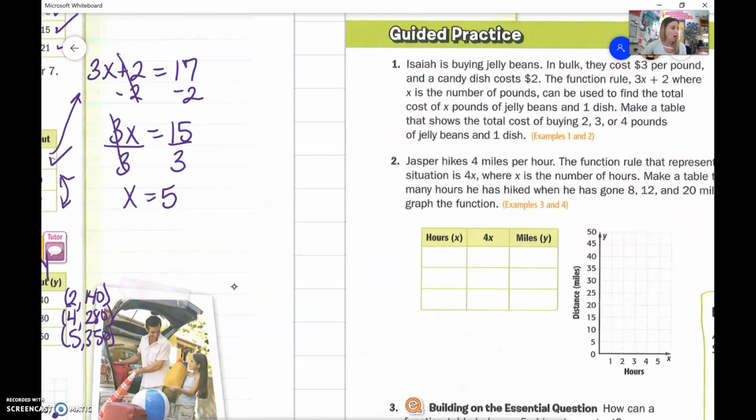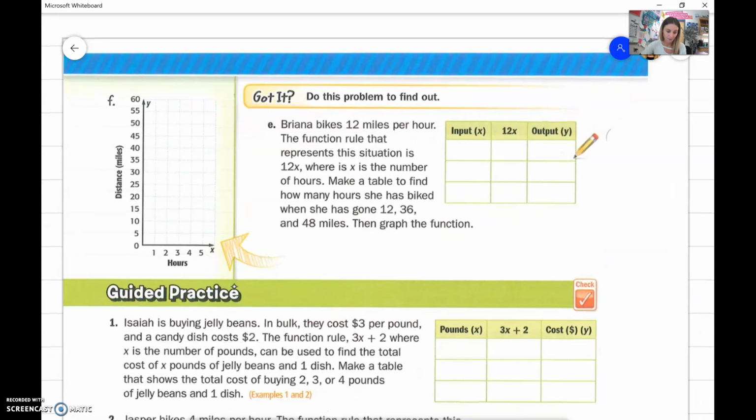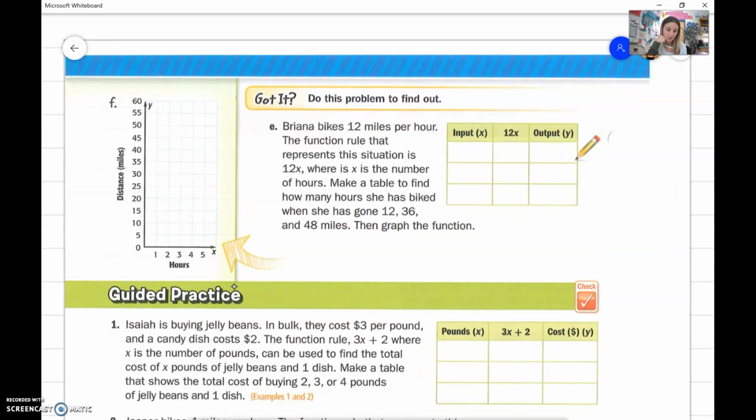All right, let's take a look at the next page. We're going to do this problem together. F. It says, Brianna bikes 12 miles per hour. The function rule represents the situation as 12x, where x is the number of hours. Make a table to find out how many hours she has biked when she has gone 12, 36, and 48 miles. Okay, so that's how many miles she's gone. So therefore, we're actually going to be working backwards, okay?